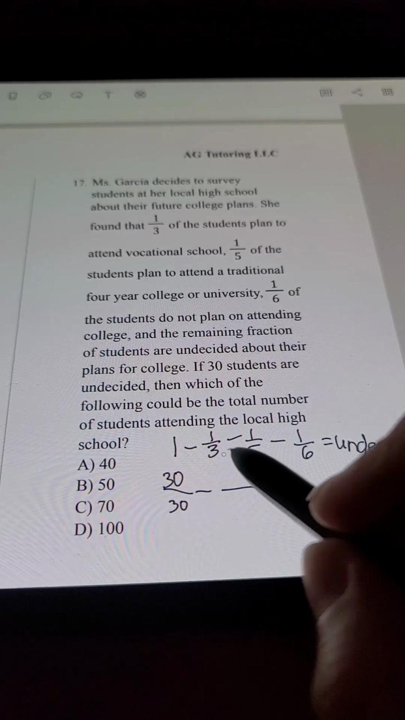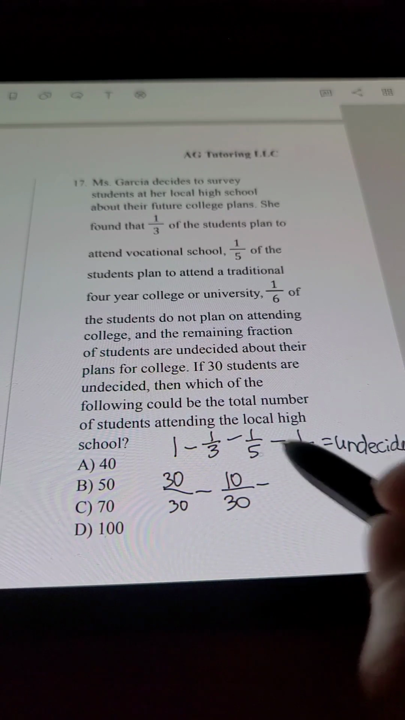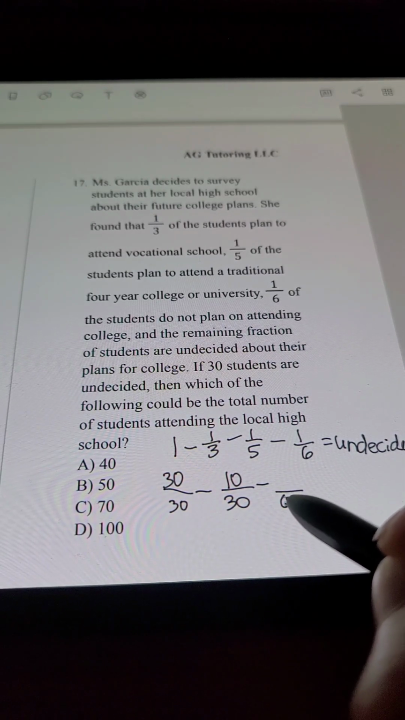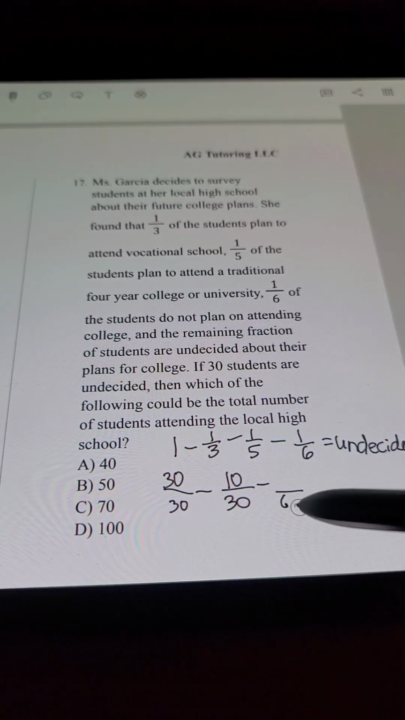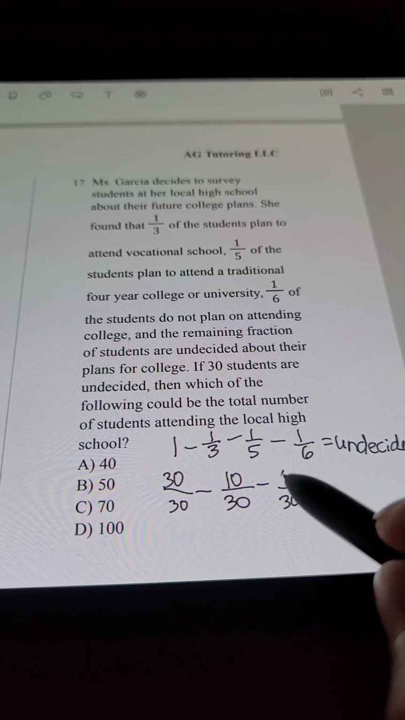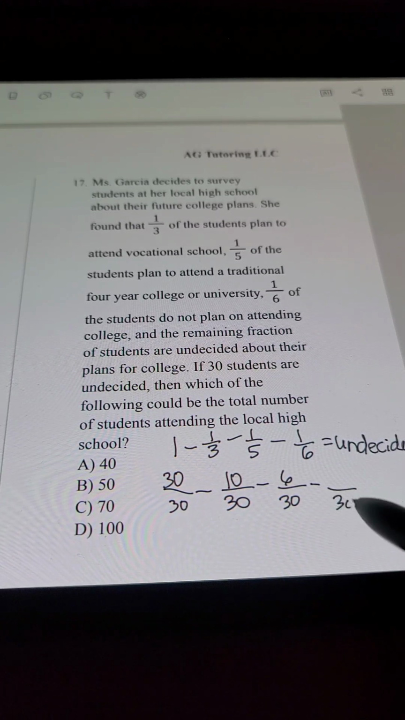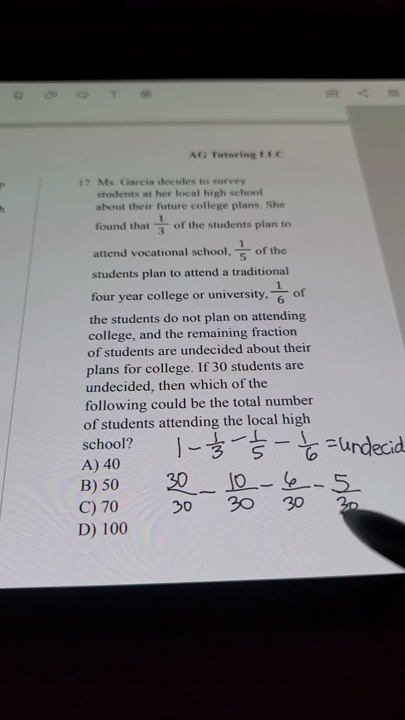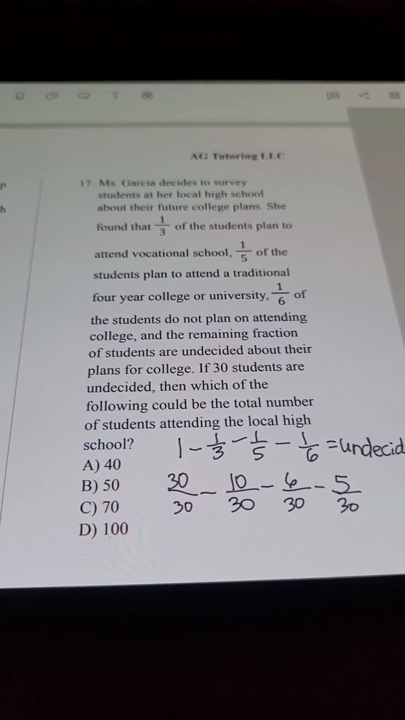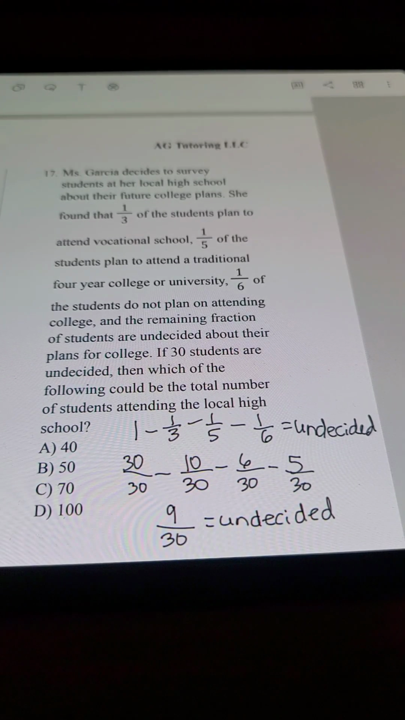And then 3 times 10 gives me 30, so I have to do times 10 on top. And then 5 times 6 gives me 30. So I did times 6 on the bottom. I have to do times 6 on the top. And then 6 times 5 gives me 30, so I have to do times 5 on the top as well. So then I get all of this that I just need to simplify to find the fraction that are undecided. And when I do that, I get 9 over 30 undecided.